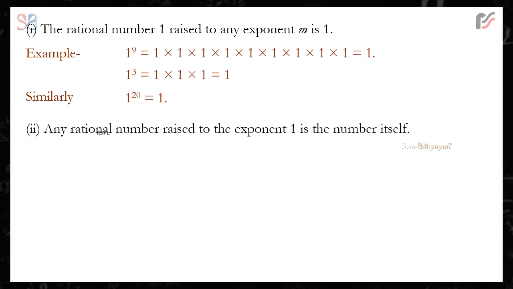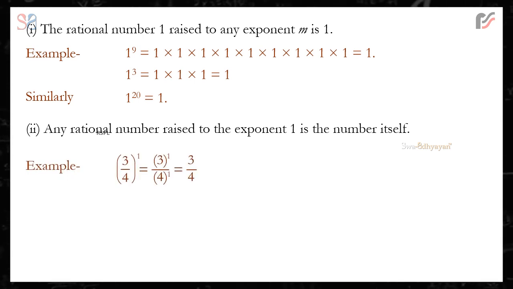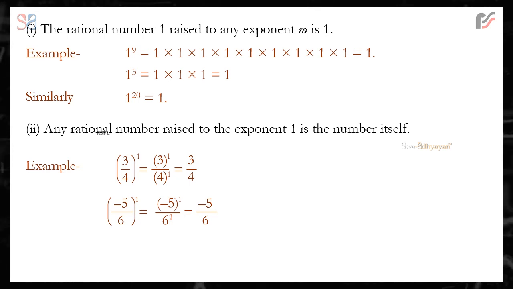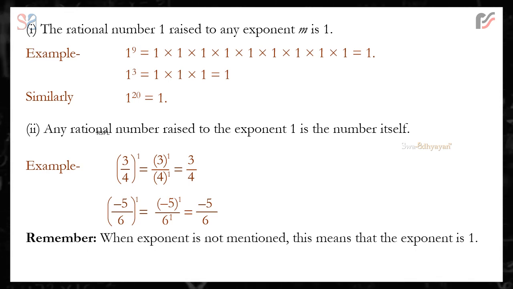2. Any rational number raised to the exponent 1 is the number itself. Example, 3 by 4 raised to the power 1 is equal to 3 raised to the power 1 by 4 raised to the power 1 is equal to 3 by 4. Minus 5 by 6 raised to the power 1 is equal to minus 5 raised to the power 1 by 6 raised to the power 1 is equal to minus 5 by 6. Remember, when the exponent is not mentioned, this means that the exponent is 1.